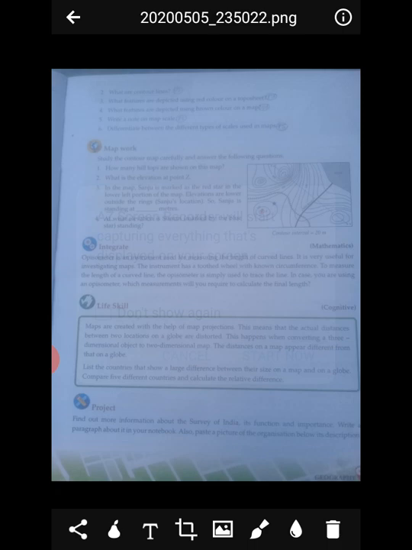Scale refers to the relationship between the distance of a location on the map and the actual distance on the ground. It is a ratio of the distance between two places on the map to their actual distance on the ground. Scaling ensures that all objects on the ground are proportionally represented on the map. It also helps calculate the distance between two locations on the earth. So we'll come to the next question.